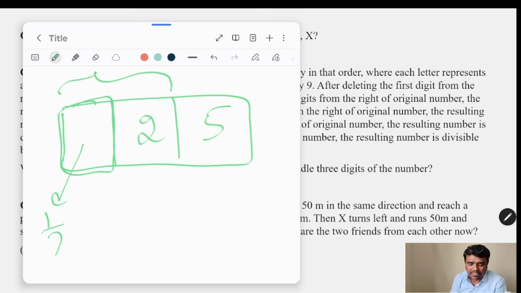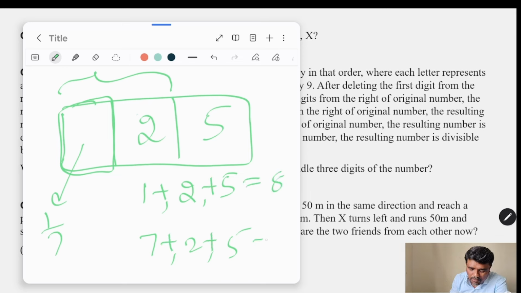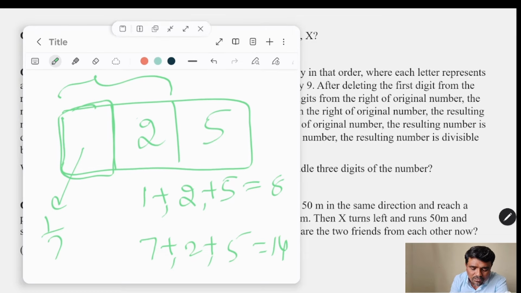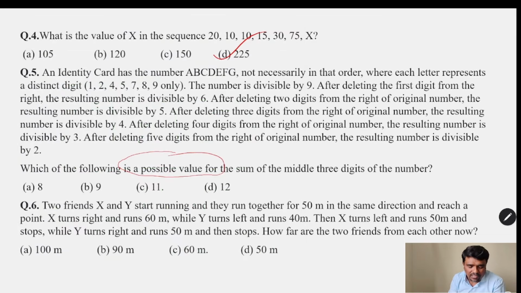Both satisfy the condition. If 1 is there, 12, a multiple of 4. If it is 7, 72, that's also a multiple of 4. That means I am left with two possibilities for these three digits, 125 and 725. Both are satisfied. So the sum of the digits, 1 plus 2 plus 5, is 8. 7 plus 2 plus 5 is 14. Both are correct. But in the given options, we have to see. In the given options, 14 is not there. 8 is there, so 8 is the answer. If 14 were there, 14 would also be an answer. So that's the reason the question says possible.